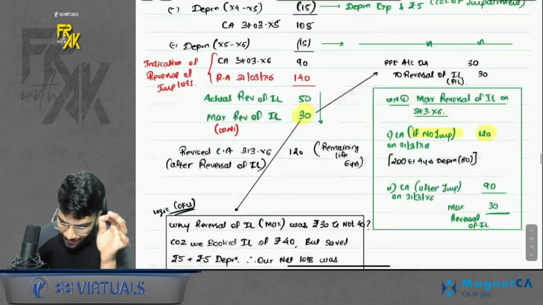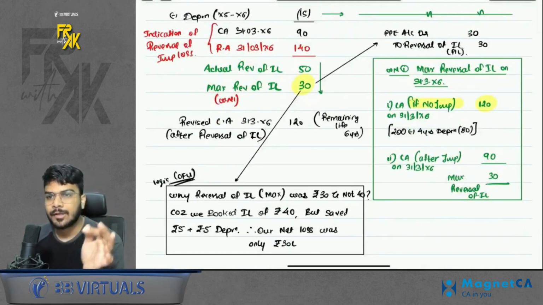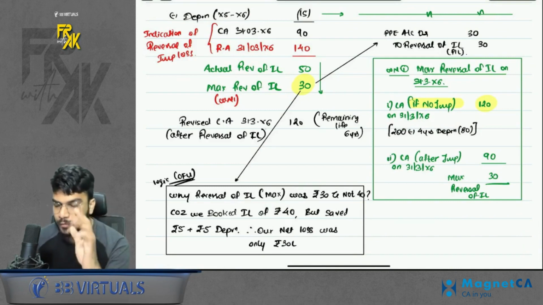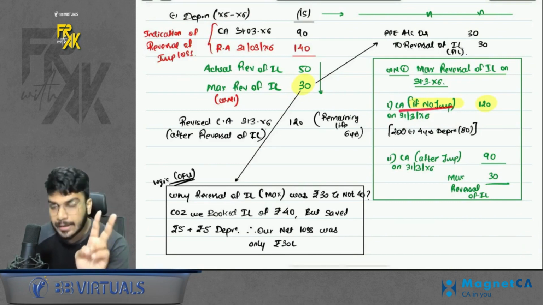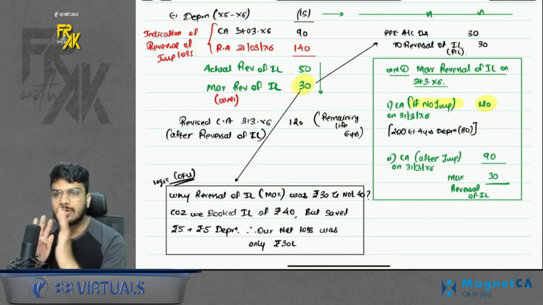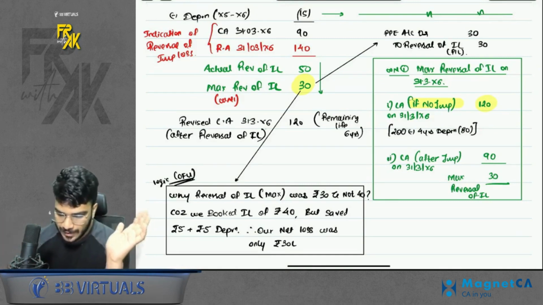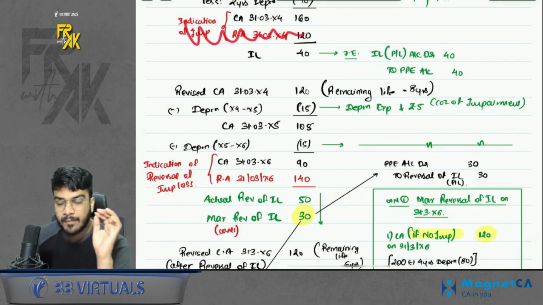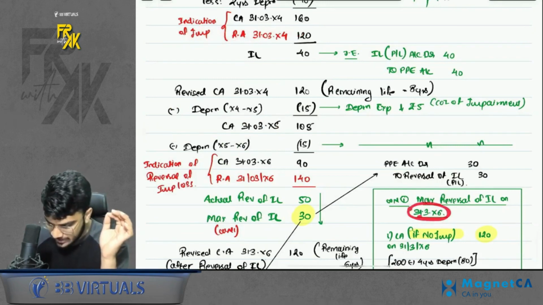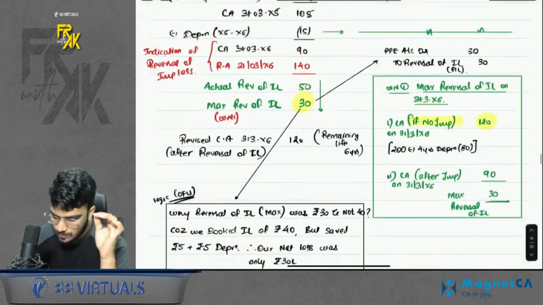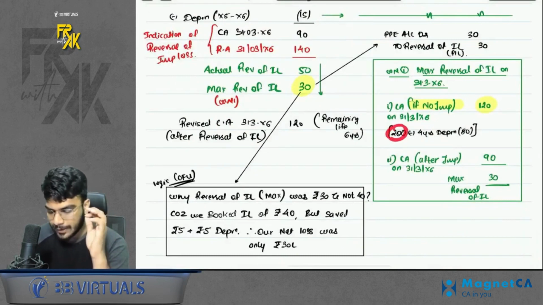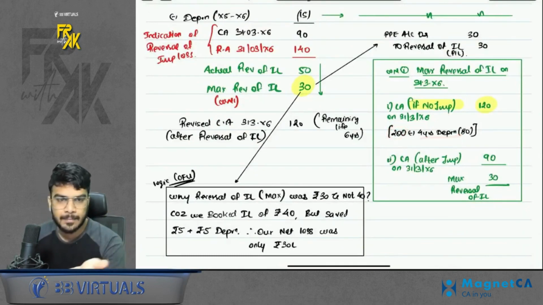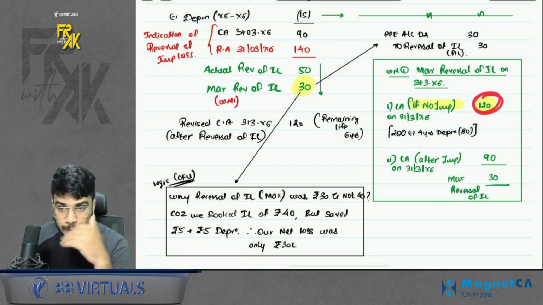Why? To find the maximum reversal, you will have to prepare a working note where you will find two amounts. First, carrying amount today if there was no impairment loss. So let's say, for example, if there was no impairment in between, what would have been the carrying amount on 31st March 16, that is today? If there was no impairment loss, I would have depreciated the asset for 4 years on a SLM basis. So it would have been 120.